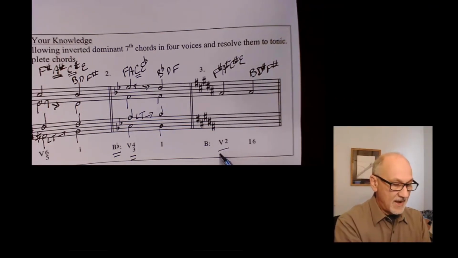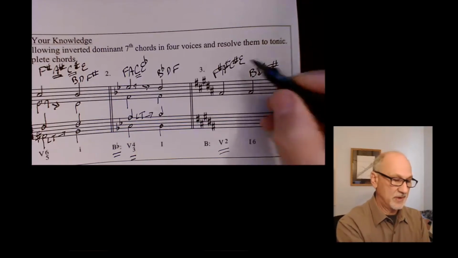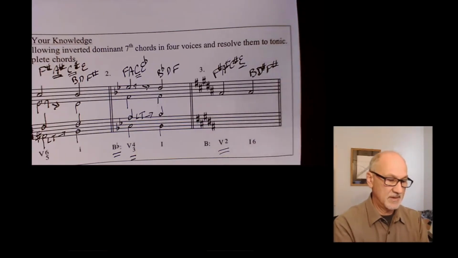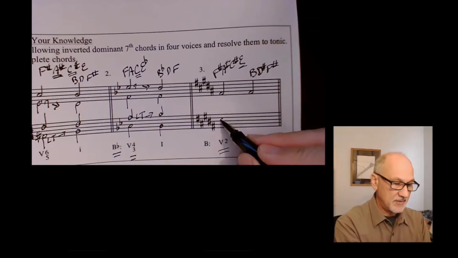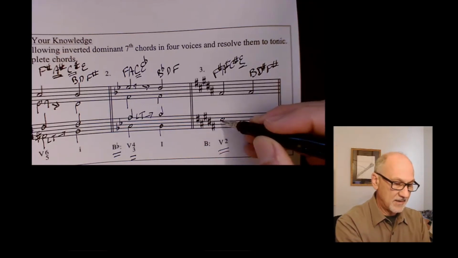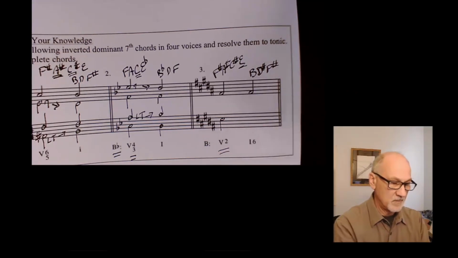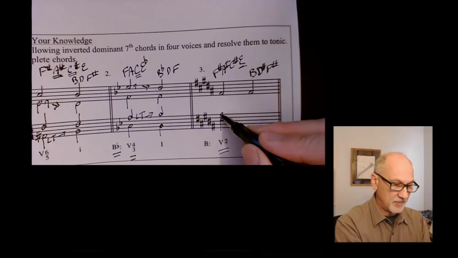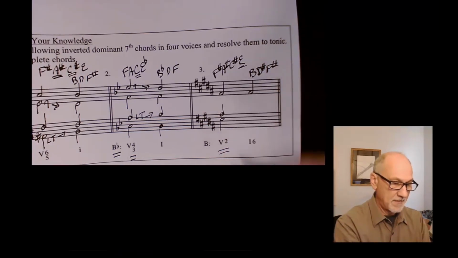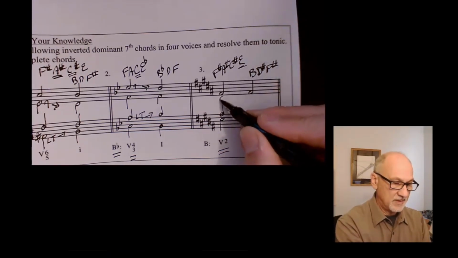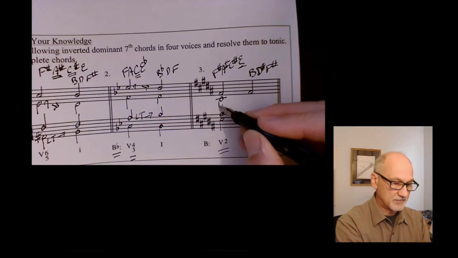But it is 5/2, which means third inversion, and that means, of course, the 7th must be in the bass. So I'll put the 7th in the bass first so I don't lose track of it. And then I'll put the A sharp here. And then I'll put the C sharp here so that I've got all the pitches.